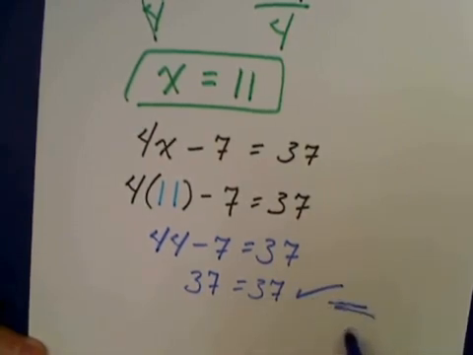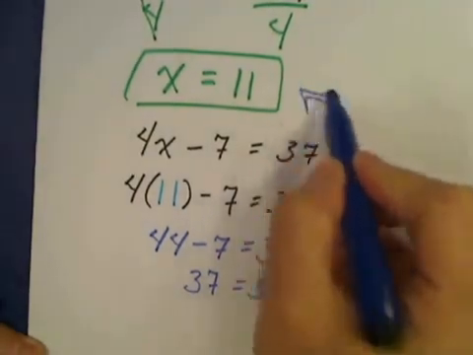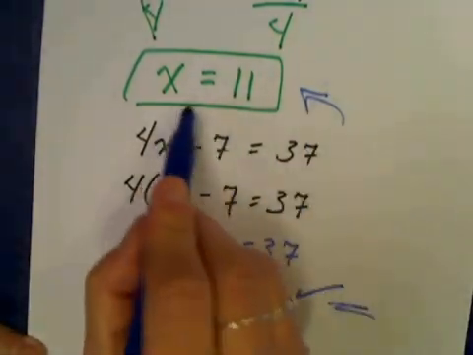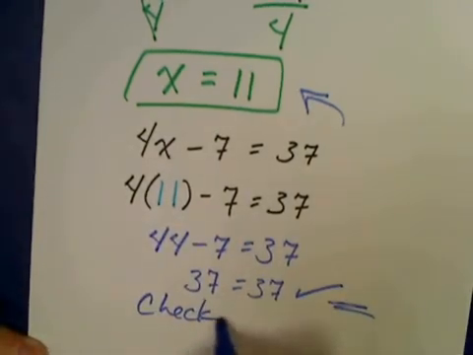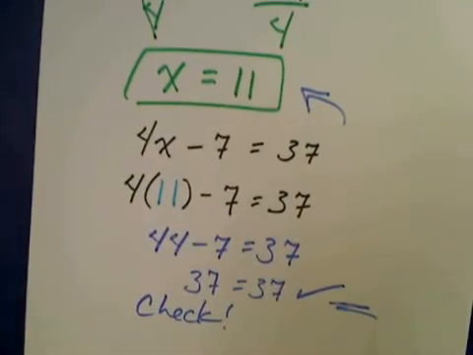Now this is not my solution down here. The solution is still up here. X is equal to 11 is my solution. This was just the check. Now I know for sure that I got it right. And that is how we solve one-step and two-step equations. However, linear equations can have a few extra steps to it. In the next segment, we'll go through some of those other techniques.